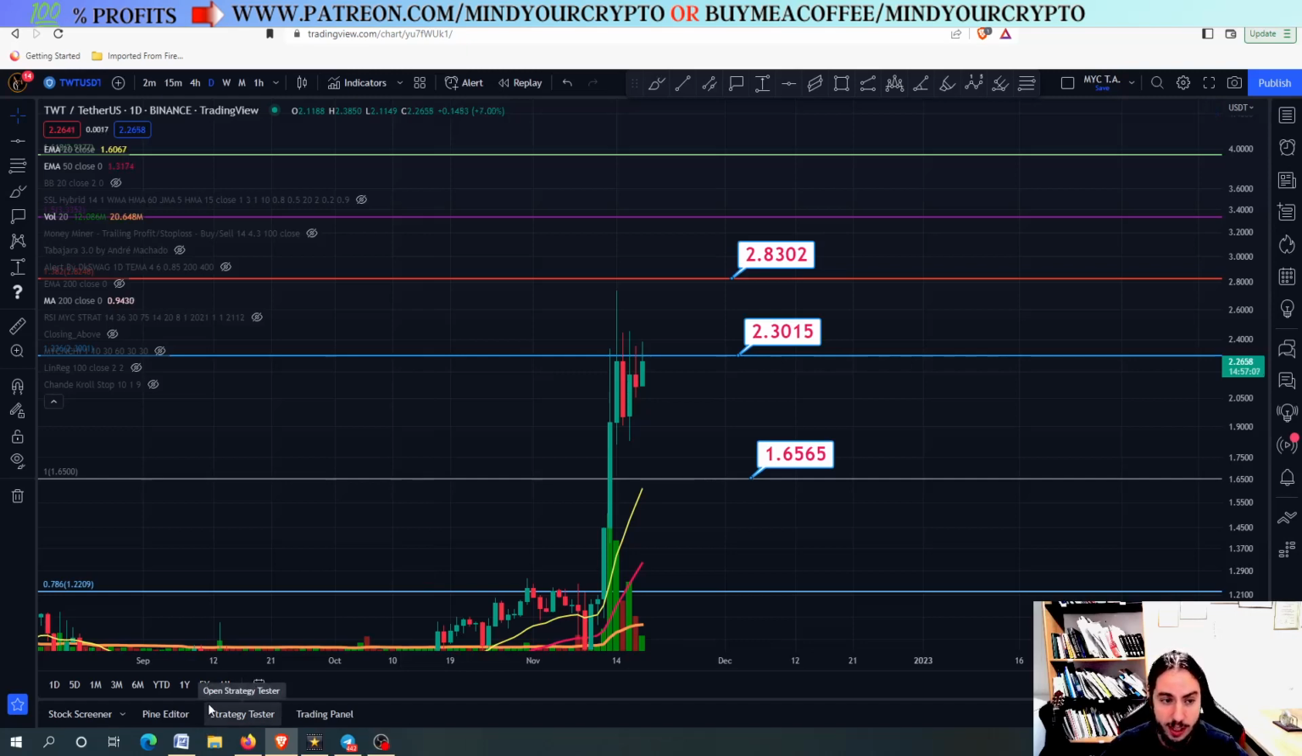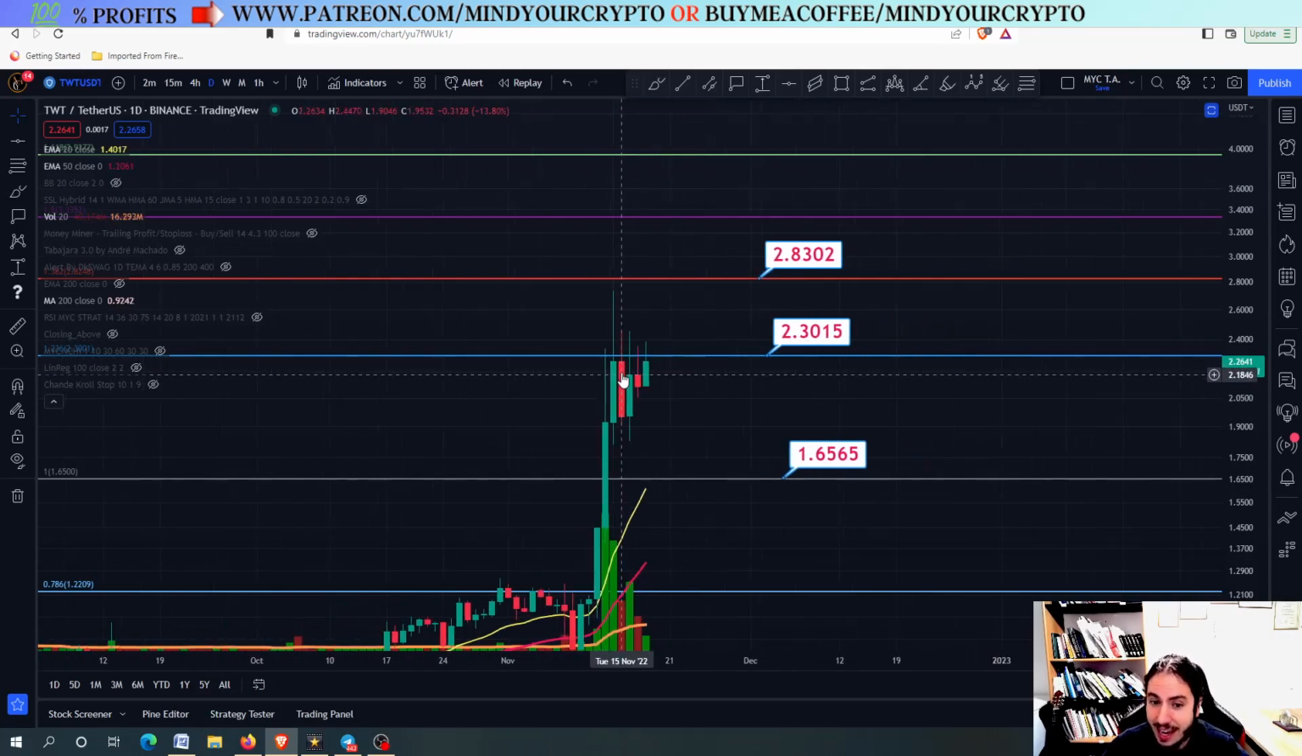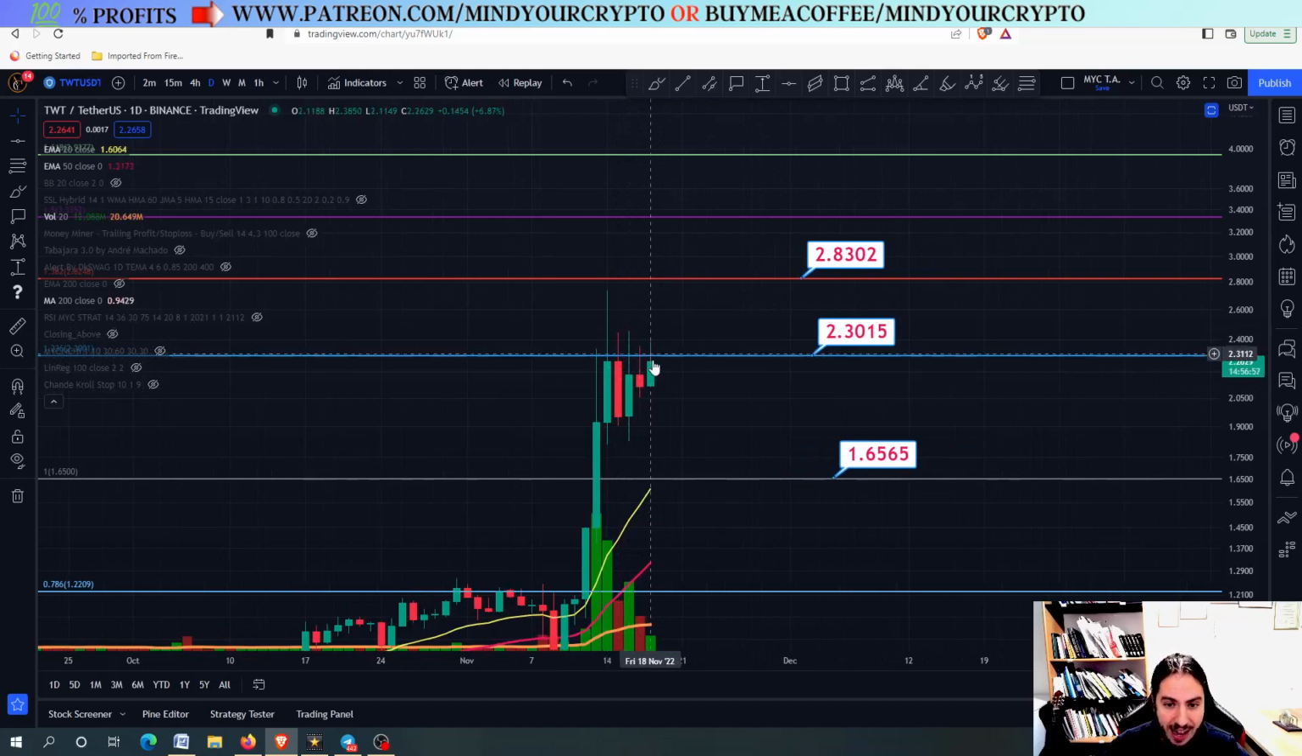Let's start with TWT. So right here eventually the 2.30 is the resistance level. You can see that every day we cannot close above these lines. We can get to the next one, which is the 2.83. However, we have something that is quite bullish right there.